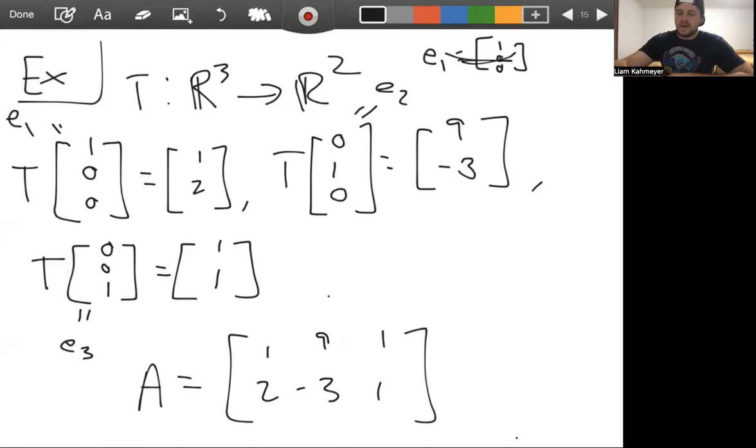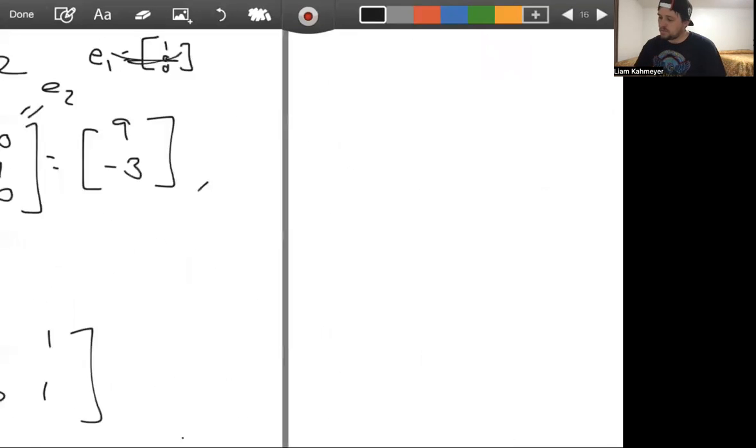Well, that's fine if we're given this explicitly, right? I mean, if you come across a transformation in the wild someday, it most likely won't give you how it acts just on the basis vectors. So how could we find the matrix A without knowing how it acts on basis vectors? Well, we have the following method.